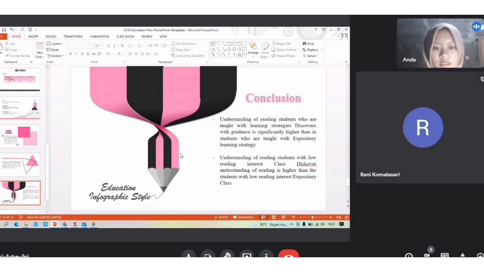And the second is understanding of reading of students with low reading interest. In the discovery class, understanding of reading is higher than students with low reading interest in the expository class. And understanding of reading of students with high reading interest in the discovery class is significantly higher than students with high interest in reading in the expository class.